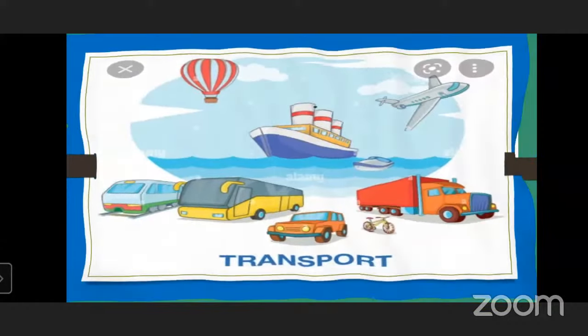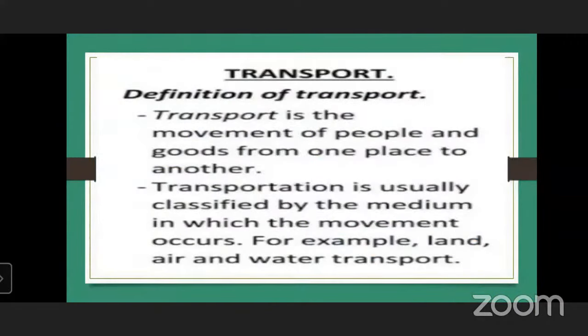First we will see the definition of transport. What do you mean by transport? Can anyone read the first sentence? Definition of transport: transport is the movement of people and goods from one place to another. Yes, very good. What do you mean by goods? Goods means things, our belongings. Goods means the things which we shift from one place to another.